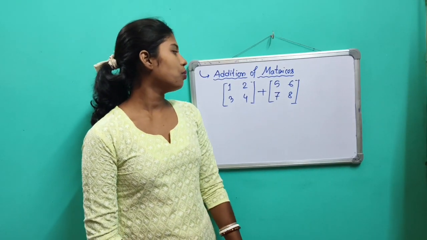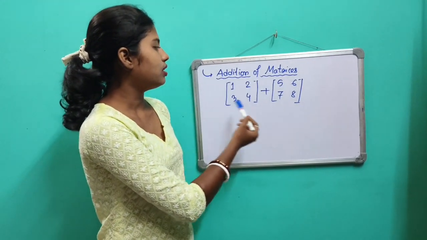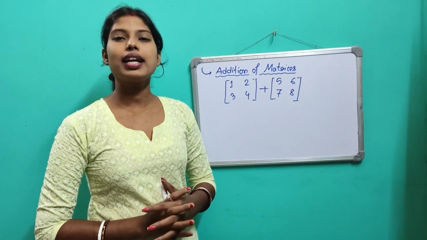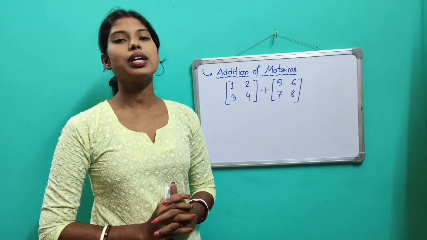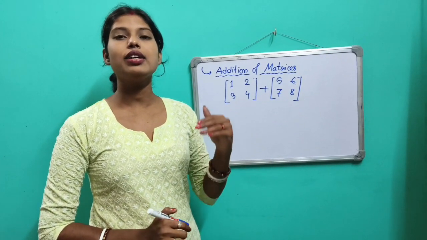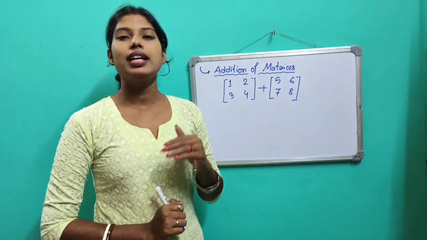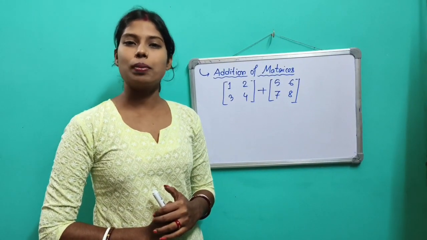So we have taken two matrices. This is one and this is another one. So how and when can we add two matrices? If we are given two matrices and the orders of those two matrices are equal, then only we can add two matrices.